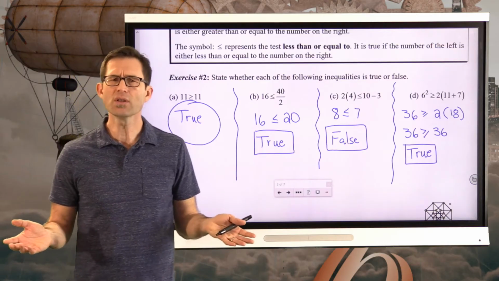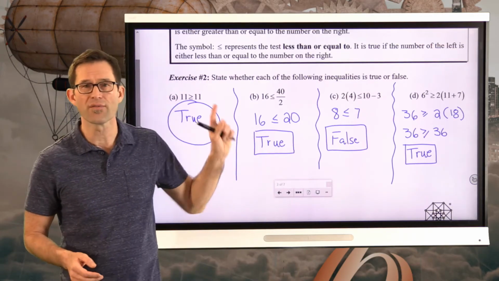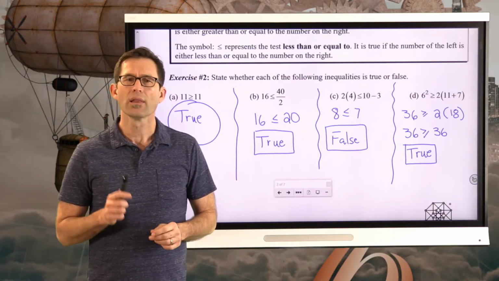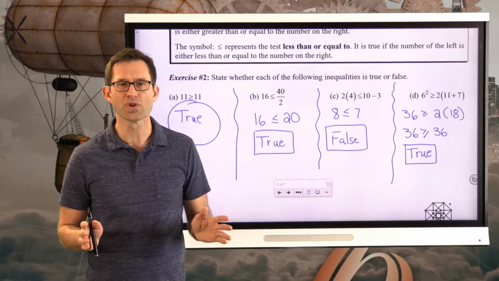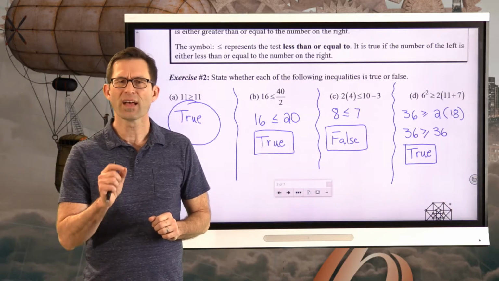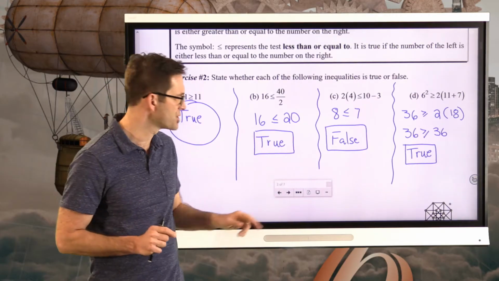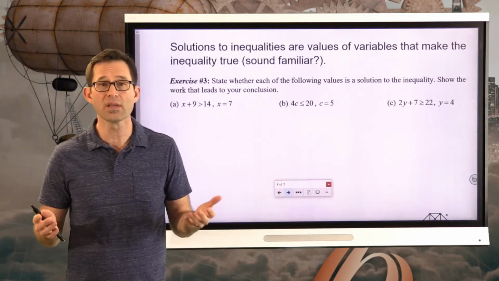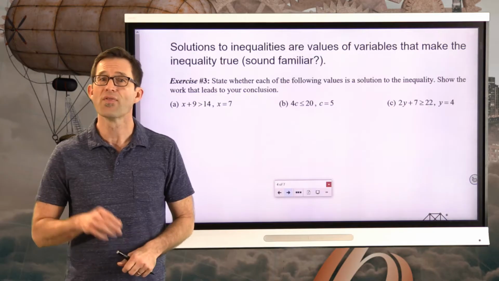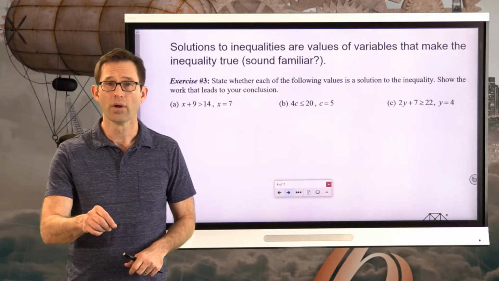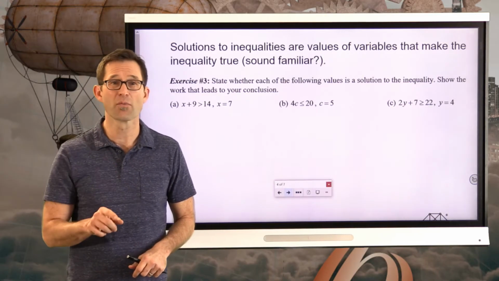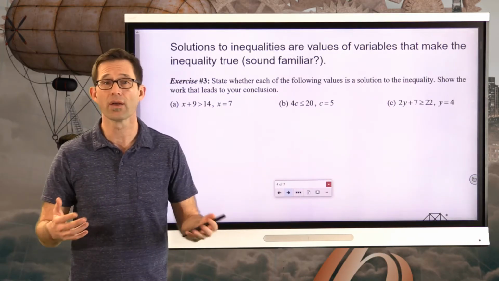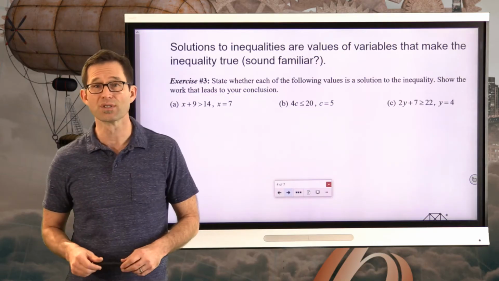All right, so judging the true-false nature of inequalities, even if they have the equality symbol in them, is actually pretty easy. Let's now take a look at solutions to inequalities, because that's a little different than solutions to equations. Now, don't get me wrong, solutions to inequalities are still just the values of the variables that make the inequality true. And that should sound familiar, because that's just what a solution to an equation is. It's any value that makes it true. Same thing with solutions to inequalities.